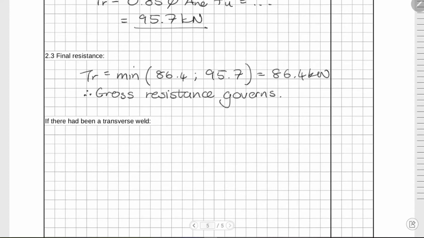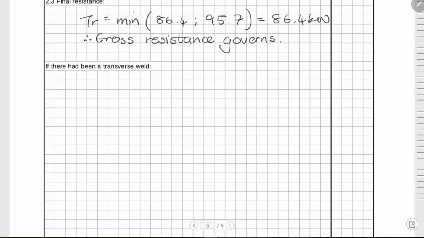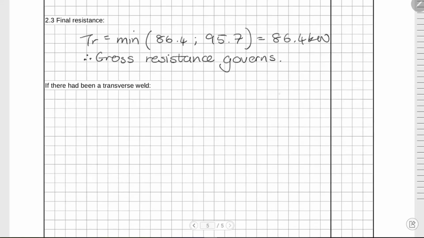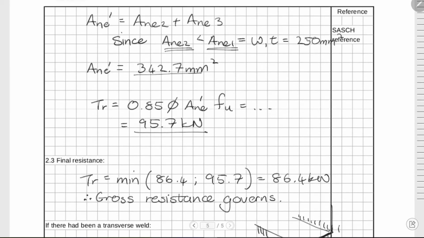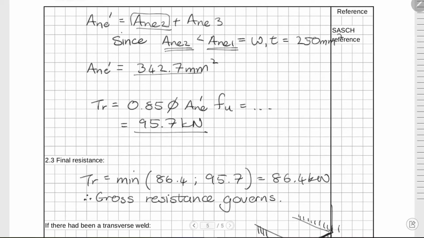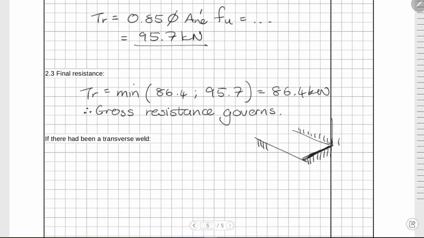But now let me do one other calculation and say, had there been a transverse weld? So let's say now on the end of this section, we had a weld on the edge, along with those welds that were down the side. Now we would have no shear lag, because there would be 100% load distribution. So instead of using ANE2 here, we would use ANE1. There is no shear lag because the load is fully effective. The load spreads out all the way along from this end weld on the section.